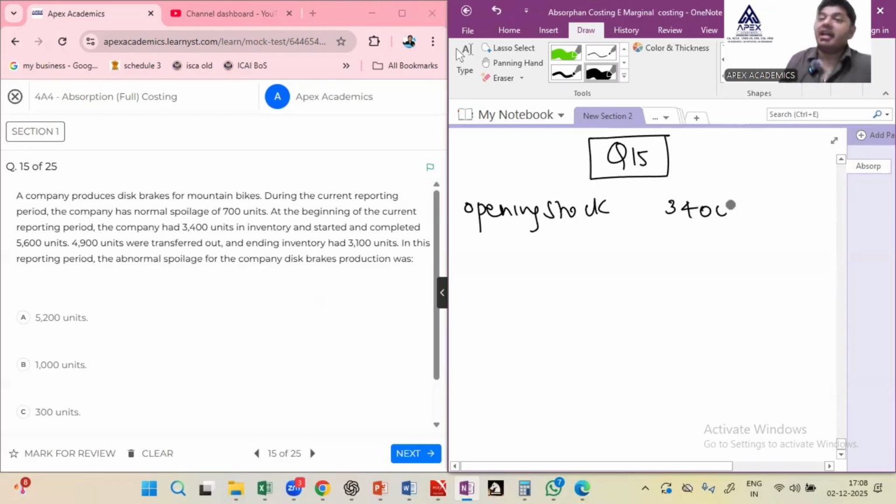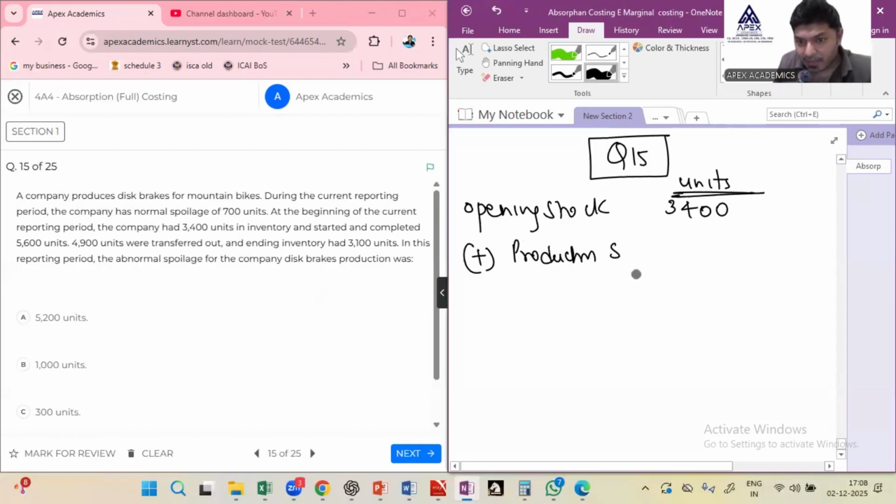3,400 यूनिट्स विथ मी. रेडी है मेरे पास इतने यूनिट्स, कुछ भी हो जाए इतने यूनिट्स मेरे पास हैं. सर इसके अंदर मैंने प्रोडक्शन किया, स्टार्टेड एंड कंप्लीटेड. सर स्टार्टेड एंड कंप्लीटेड का मतलब क्या? सर ये आधा अधूरा बना नहीं है, इसमें WIP वर्क इन प्रोग्रेस नहीं है. ऐसे 5,600 यूनिट्स हैं.